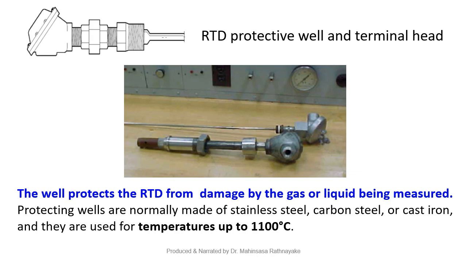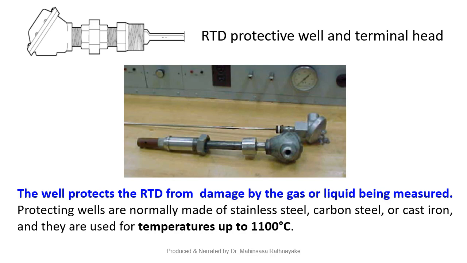Why do we have this protective well and a terminal head? Because a well is required to protect the resistance thermometer from damage by the gas or liquid being measured. Then the protecting wells are normally made of stainless steel, carbon steel or cast iron, and they are used for temperatures up to 1100 degrees Celsius.